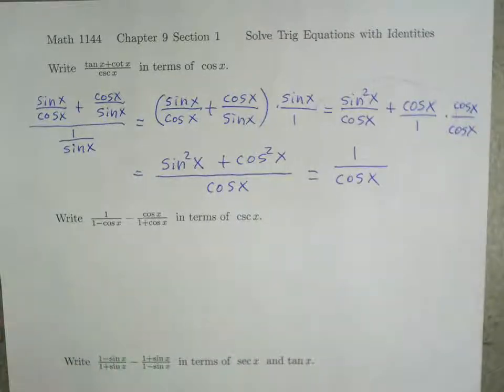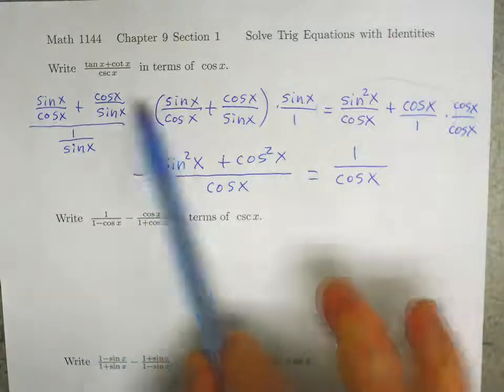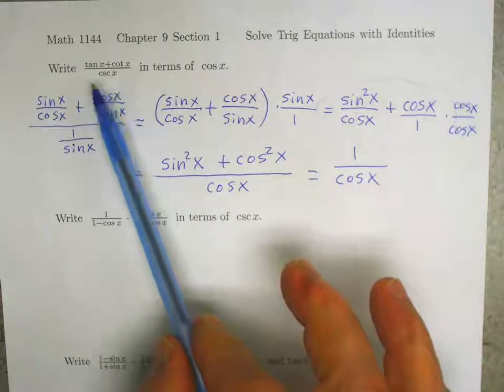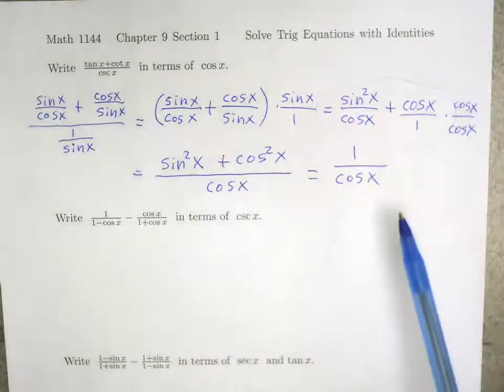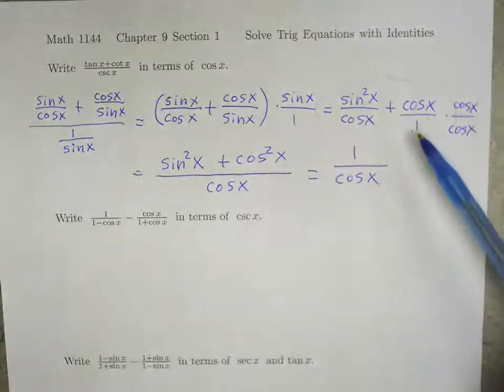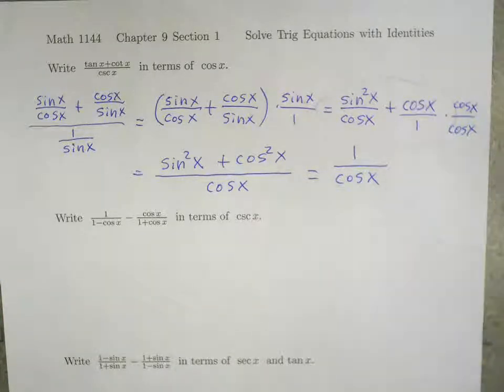Well, according to the directions, we're just going to write that original expression in terms of cosine of x. So we'll just leave this as 1 over cosine of x.